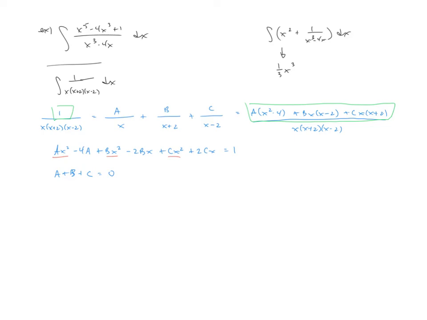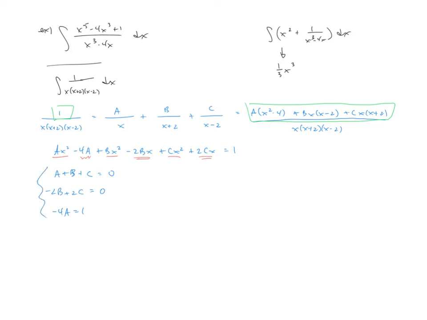All right, so we'll go a little further now with the x's. We've got minus 2b plus 2c is also going to equal 0, since again there's no x term over here. And then finally we have this minus 4a must be set equal to 1. And so there sits our 3 by 3 system.